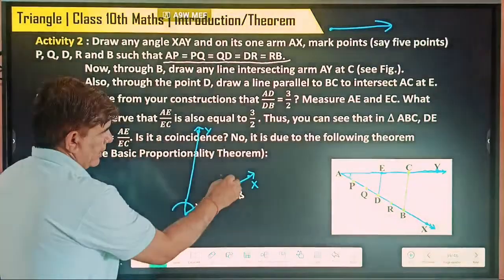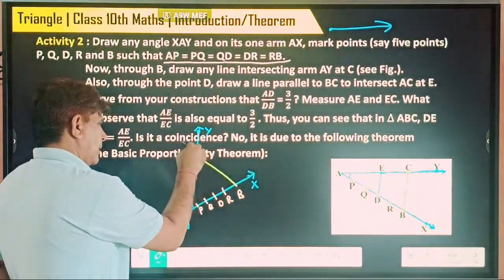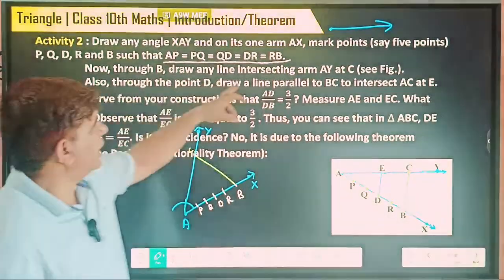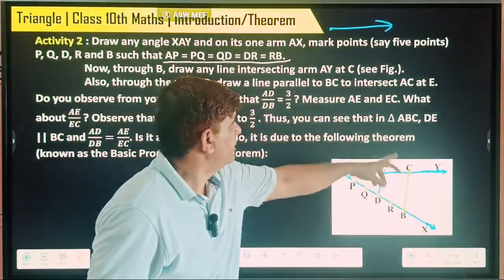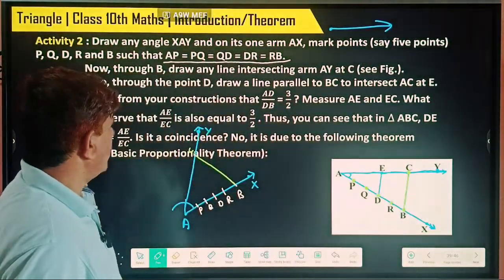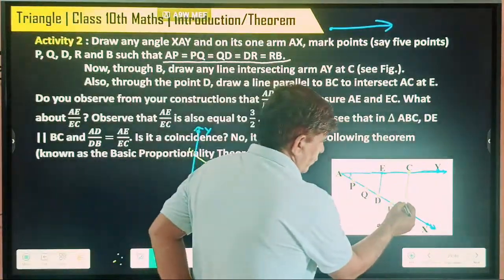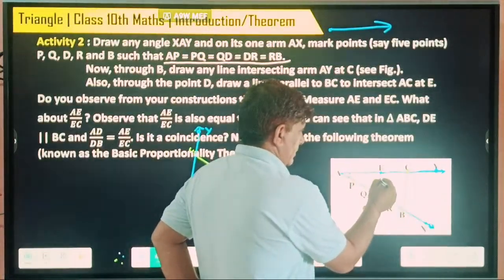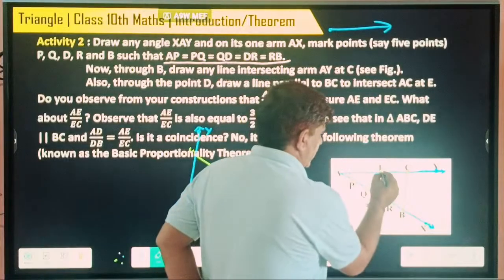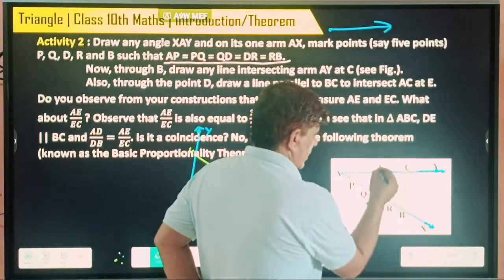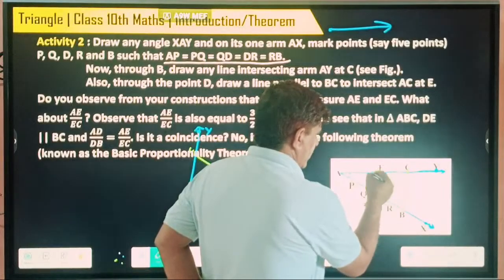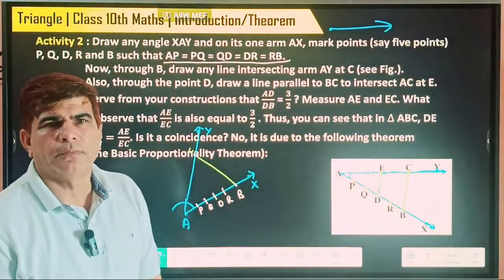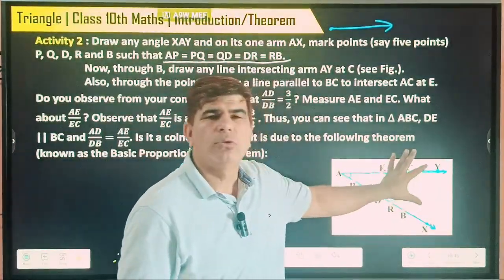So here we can draw like this, cutting this point at C. Now through B draw any line intersecting arm AY at C. See in the figure. Also through the point D, we measure this angle. Same angle making here, and draw this, which intersects AY at point E. This angle equal to this angle and this angle equal to this angle. The third angle automatically becomes equal, common in between them. Understood? It means this is parallel to this, we can say.